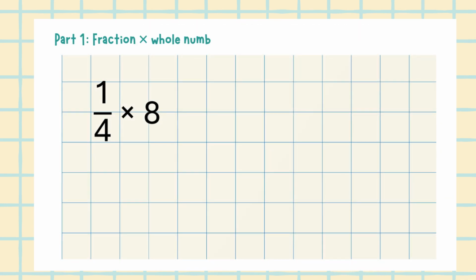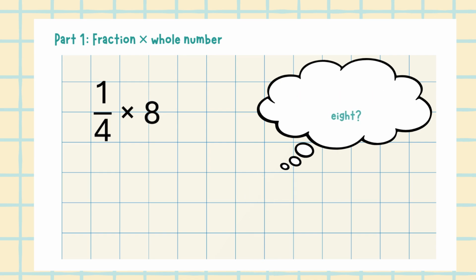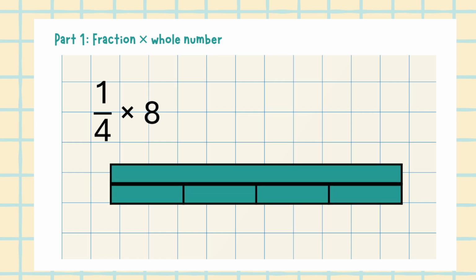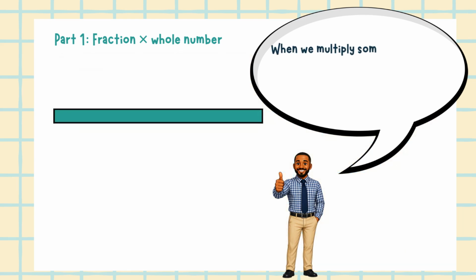1/4 multiplied by 8. If this were 2 multiplied by 8, then we'd be asking, what is 2 lots of 8? Well, here we're asking, what is 1/4 lots of 8? Or what is 1/4 of 8? 1/4 means 1 out of 4 equal parts. If we split 8 into 4 equal groups, each group has 2. So 1/4 of 8 is 2. When we multiply by 1/4, we are scaling 8 down to 1/4 of its size.